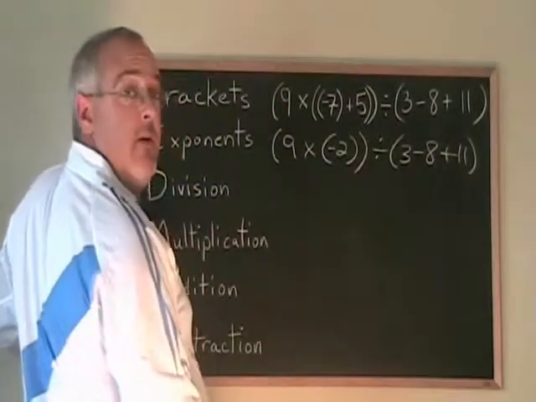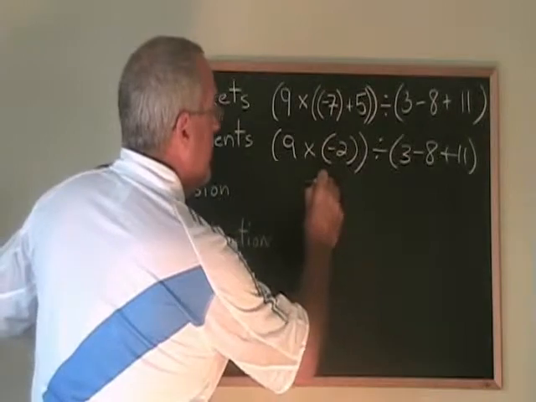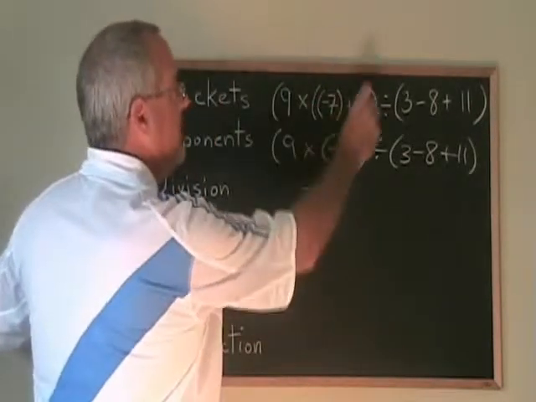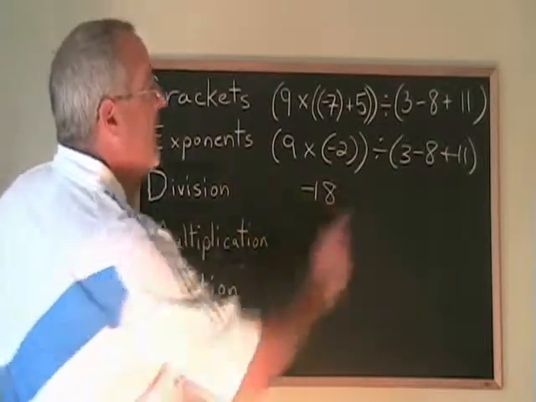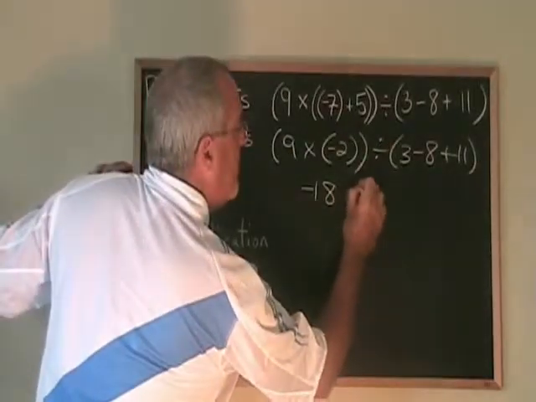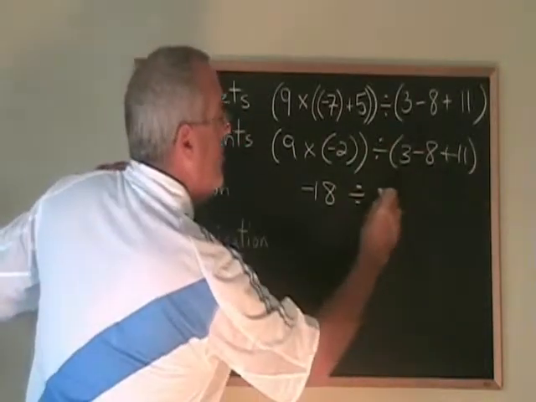9 times -2 is -18. I have an answer for this big bracket on the left side, and I don't need the bracket anymore. I have to copy the rest down, divided by, and then the other bracket.